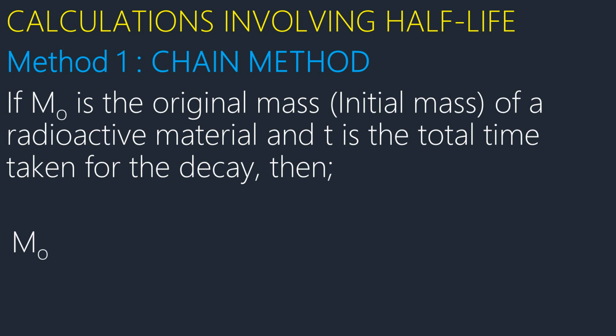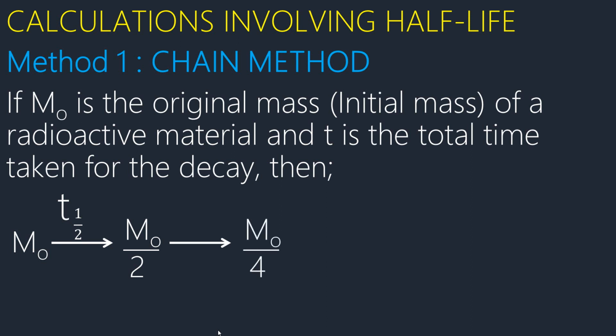Now you are starting with m0. If it decays to half, that is m0 over 2. The time taken for a radioactive material to decay to half its original mass is what we call half-life. Again, when m0 over 2 decays to m0 over 4, because if you divide by 2 you get m0 over 4, the time taken is still another half-life. The time taken for m0 over 4 to decay to m0 over 8 is still another half-life.